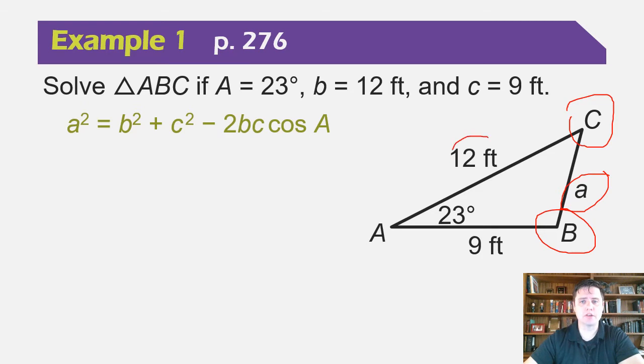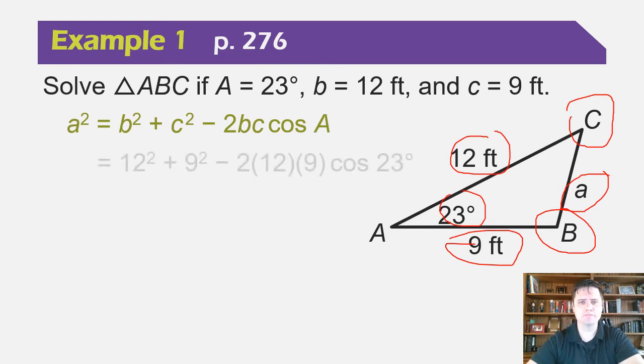So the first thing we're going to do is recognize here that we have a great case for law of cosines. Note here, we have a side and an angle and a side, and they're all together. So it's side, angle, side. That's the perfect case to use law of cosines. So we're going to use this: A squared equals B squared plus C squared minus 2BC times the cosine of A. And now we just plug in all the values: 12 squared plus 9 squared minus 2 times 12 times 9 times the cosine of 23.